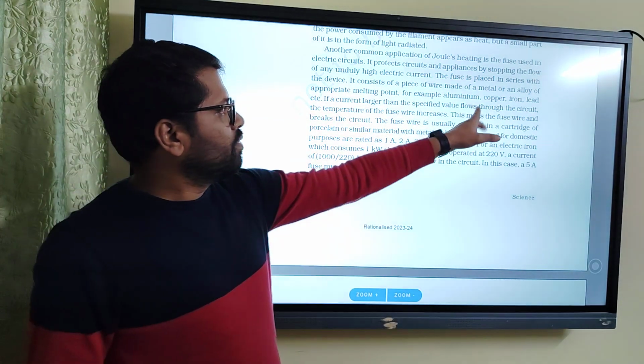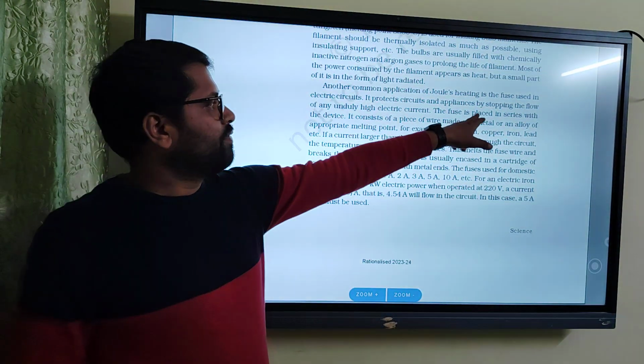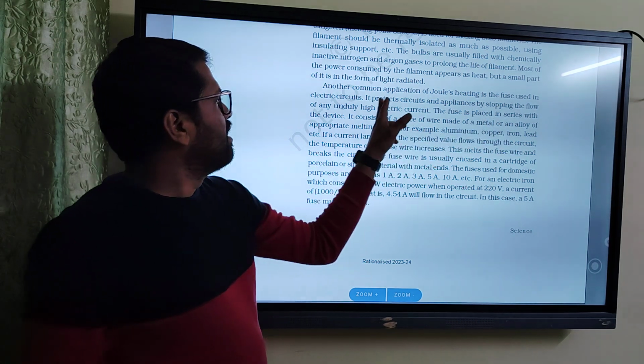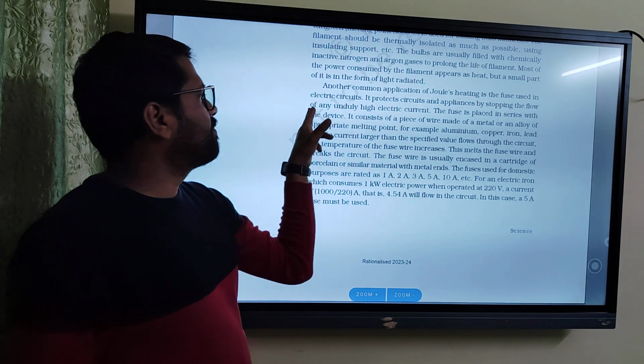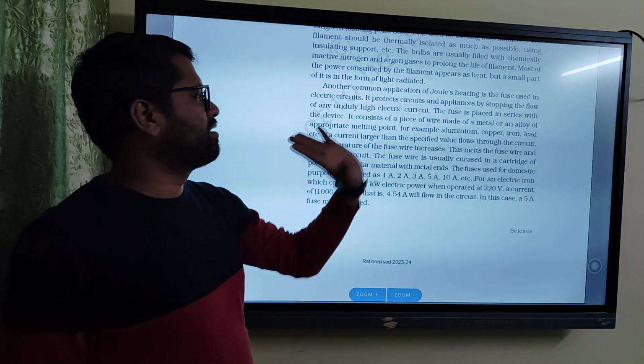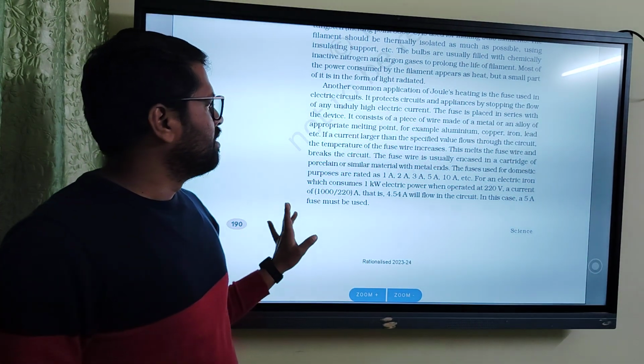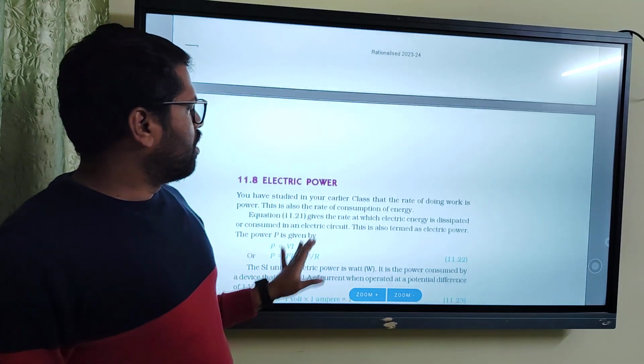Understood? So that's why the fuse is placed in series. And what it does, it protects the circuit and appliances by stopping the flow of unduly high electric current. Understood? So that's all.